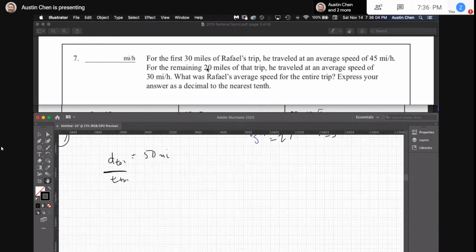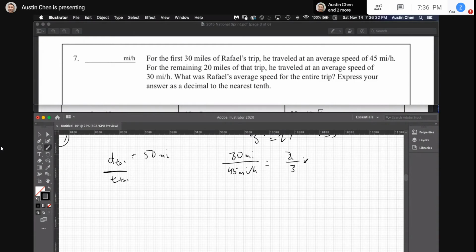And we're given the speeds in each of those trips, right? So we could divide the distances by those speeds to get the times on those trips. And then we add those times, and we get the total time. Okay, so the time for our first trip is going to be 30 miles over 45 miles per hour, which is just what?